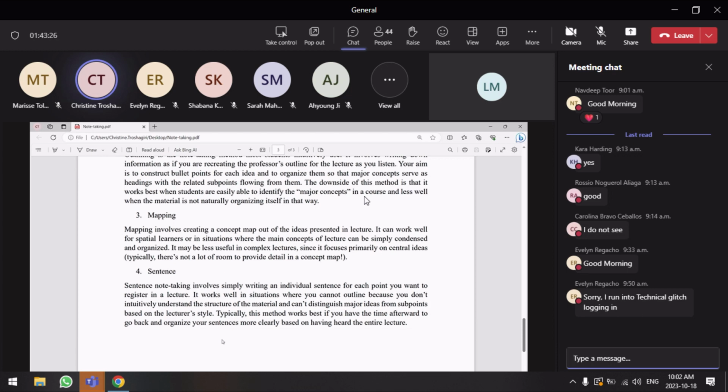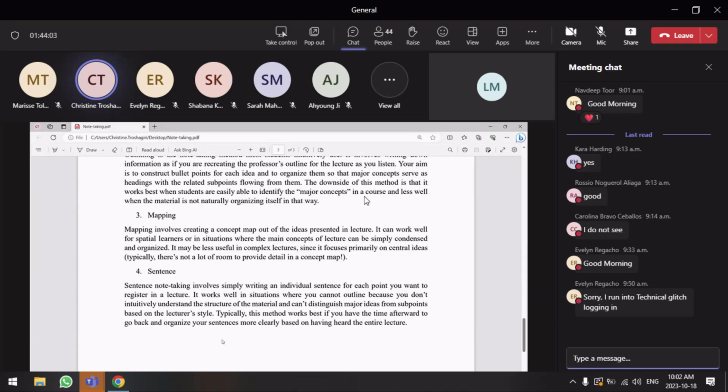It works well in situations where you cannot outline because you don't intuitively understand the structure of the material and can't distinguish major ideas from subpoints based on the lecture's style. Typically, this method works best if you have the time afterward to go back and organize your sentences more clearly based on having heard the entire lecture. So in the sentence note-taking technique, you are still not aware of the overall lecture, because you're taking notes as your instructor is explaining.